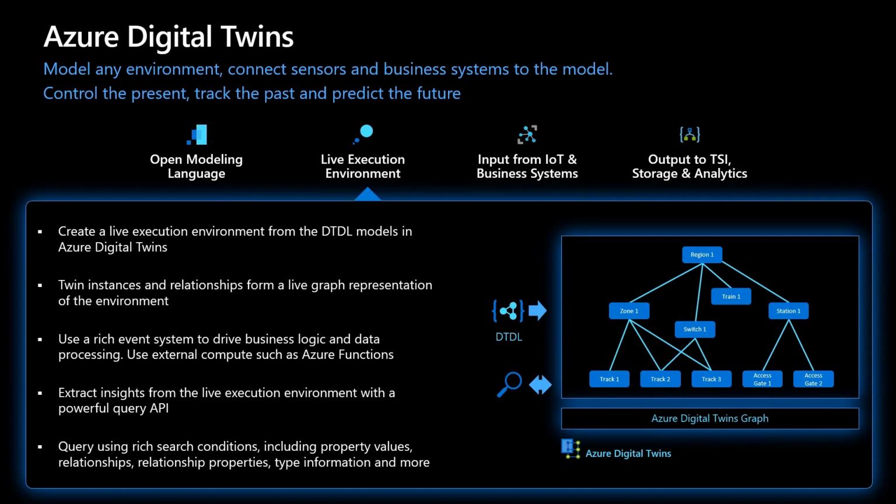In ADT, also, all data changes generate events. For example, incoming telemetry, property changes in the graph, the creation or deletion of twins or relationships, all result in events that custom business logic can react to. Developers can then define event handlers for processing events within the graph and propagate data throughout the graph. Also, very importantly, ADT provides a very powerful query system that lets you extract insight from your modeled environment.